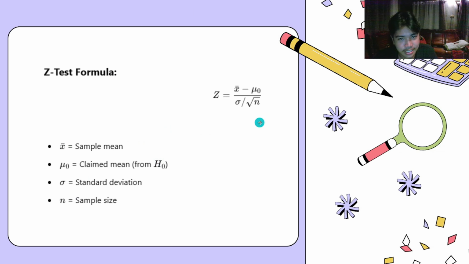So this is the z-test formula. The z is equal to the sample mean minus the claimed mean divided by the standard deviation over the square root of sample size.